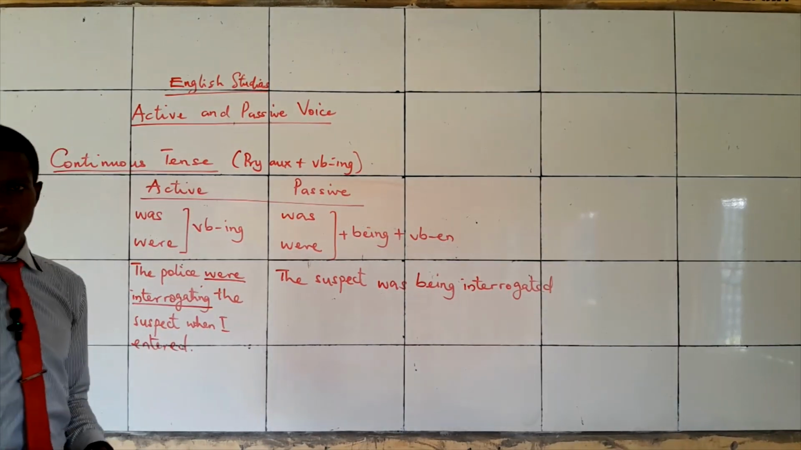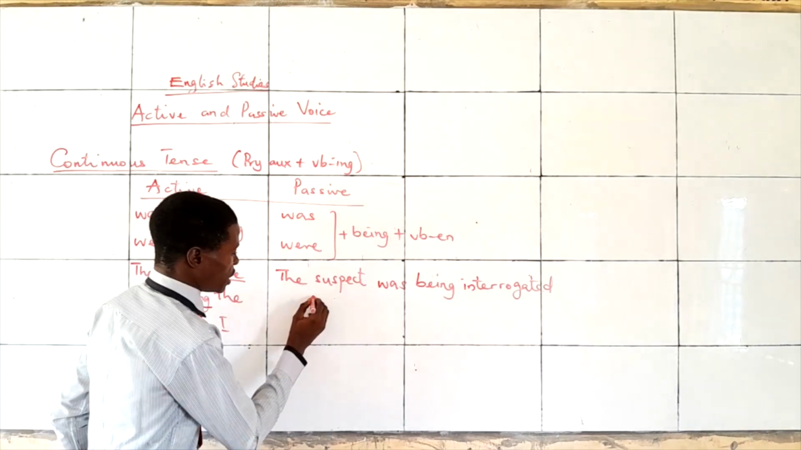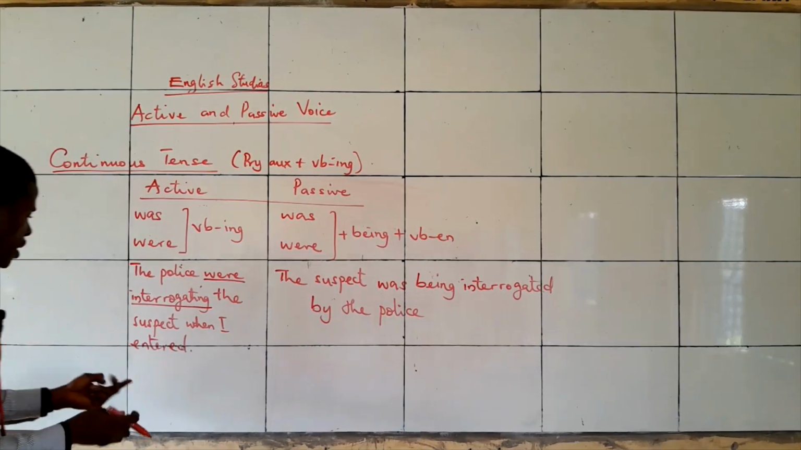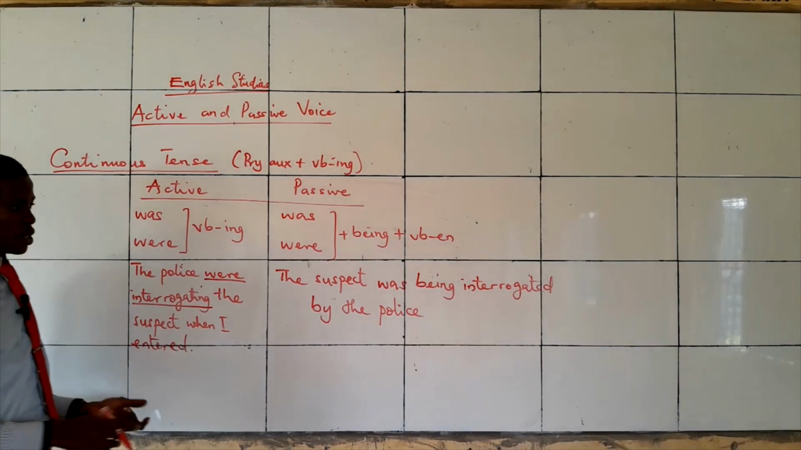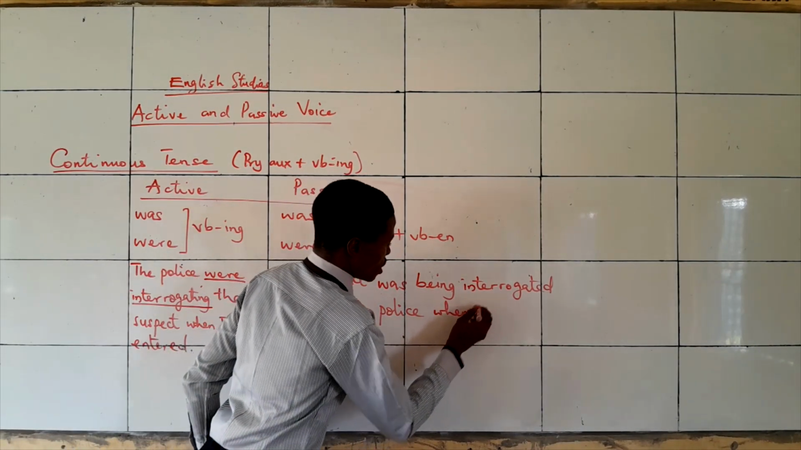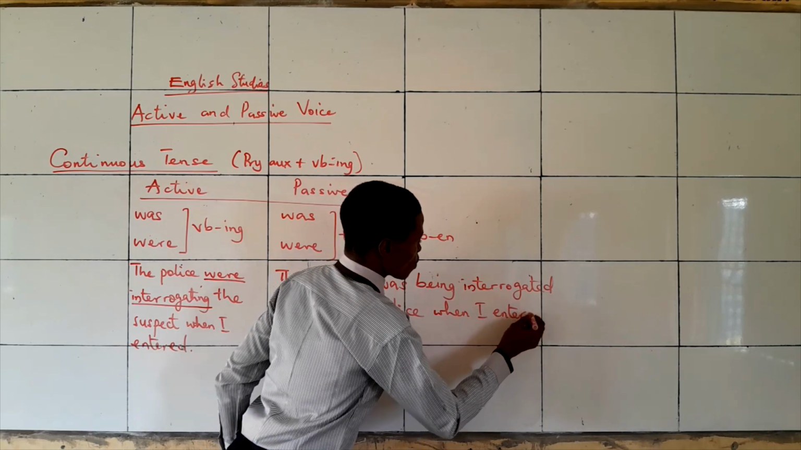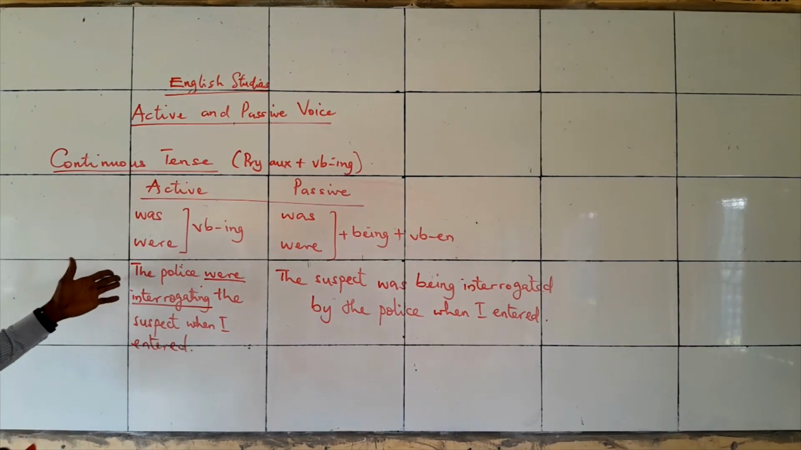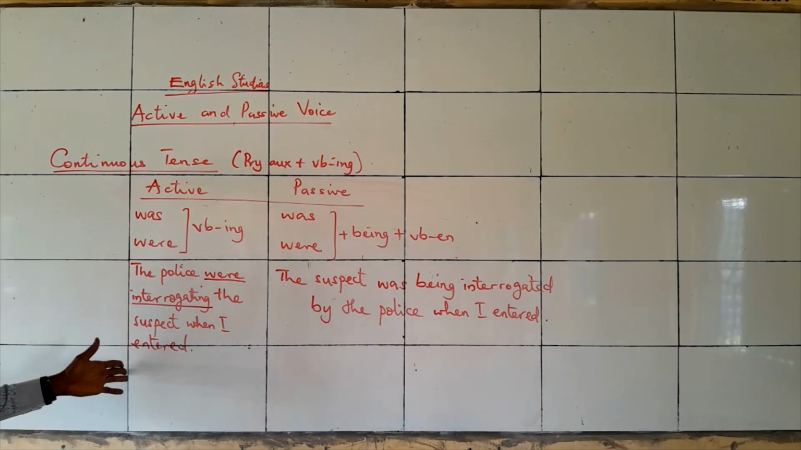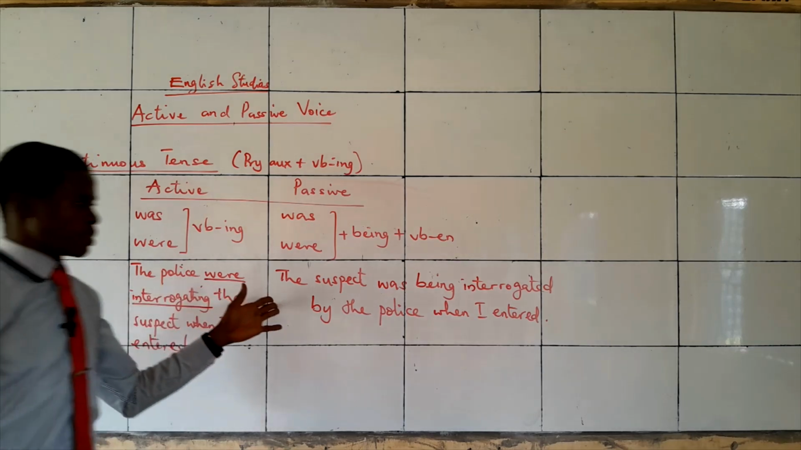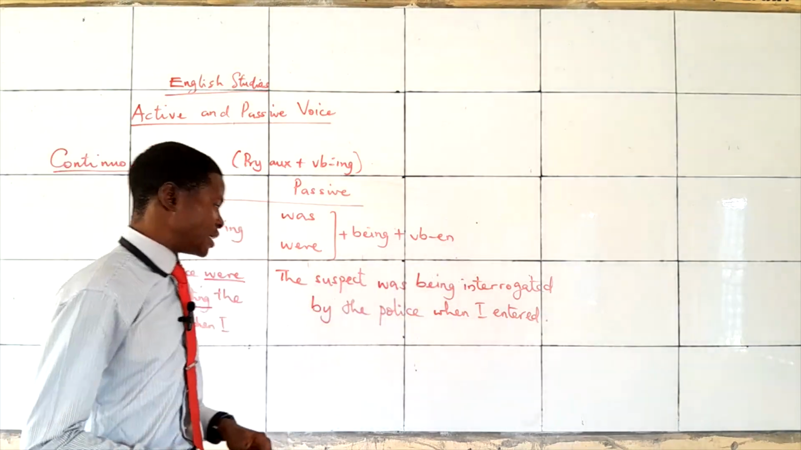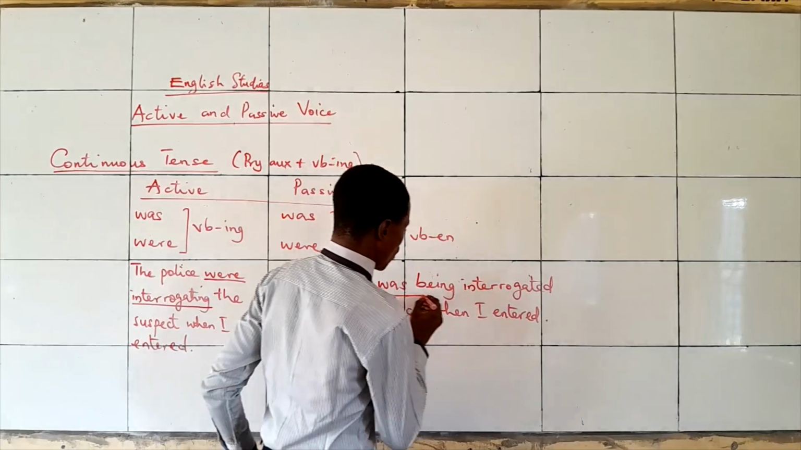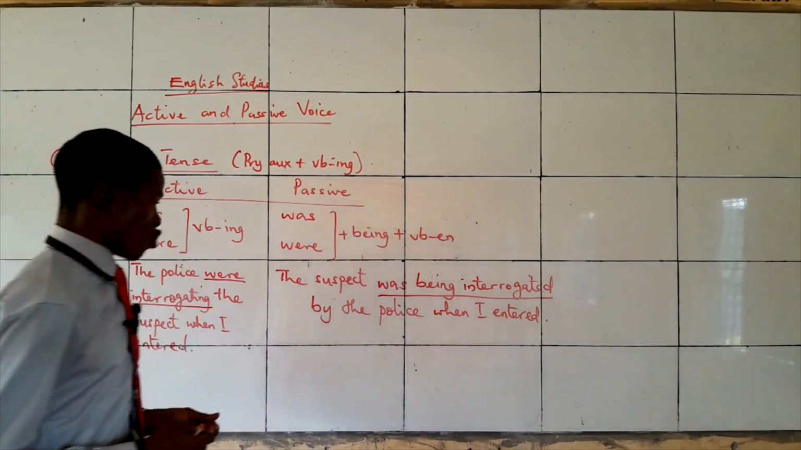The suspect was being interrogated by whom? Completed. By the police. Then you can now bring in your adjunct. What is the adjunct? When I entered. So the conversion for the police were interrogating the suspect when I entered will be nothing but the suspect was being interrogated by the police when I entered. That would be our passive form of the question given.